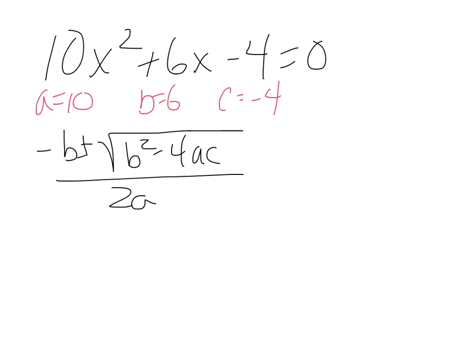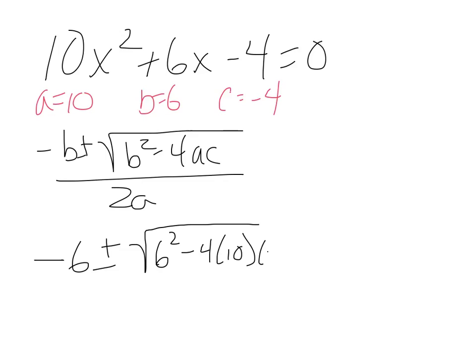Okay? So what's b? 6. So we're going to have a negative 6. So I replace the b with 6. All right? Plus or minus the square root of b squared, which is 6 squared, minus 4 times 10 times a negative 4.